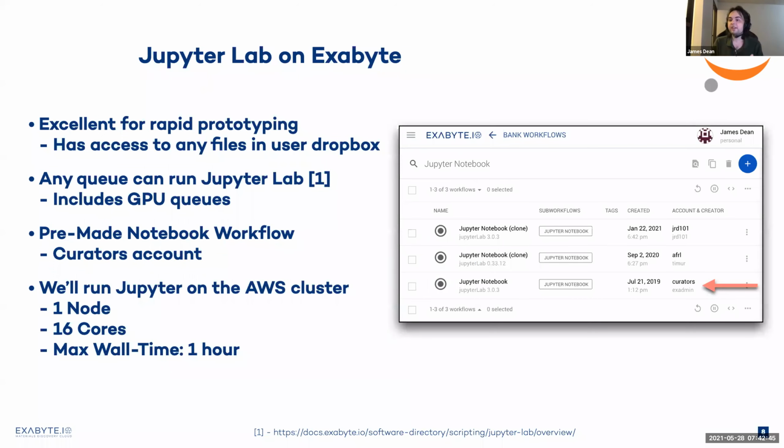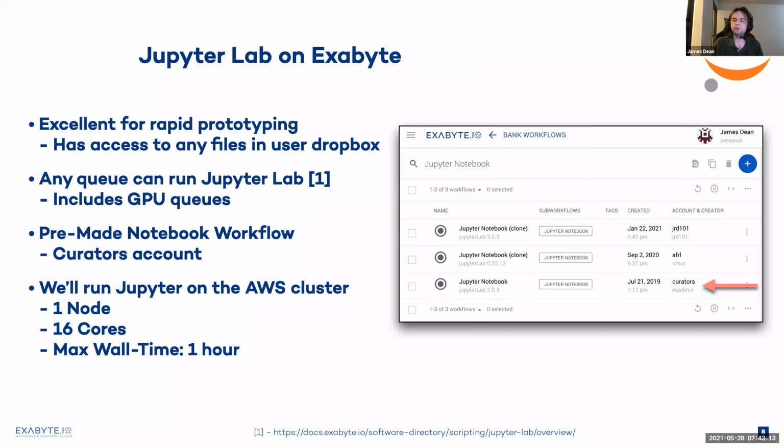All right, so now we have our data set. We want to do some data science on this, but we need computational power to be able to do that. To do that, we'll be running this notebook on Exabyte. As Tamir mentioned early on, we've put a lot of focus into improving our platform for data science. One of the things that users can do is run Jupyter Notebook or Jupyter Lab on any of the queues on the platform.